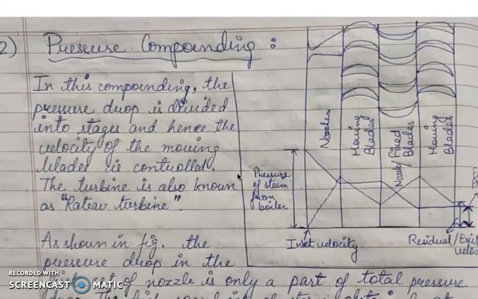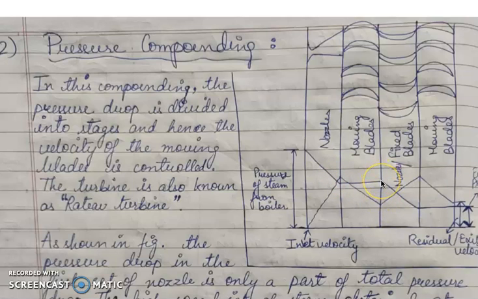Pressure compounding refers to the staging of pressure only. So as we can see, the pressure drop is to be staged, that means pressure is to be dropped in stages. Some of the pressure will be dropped in the first stage, which will be in the nozzles only. Then the pressure will be constant in the moving blades as it is in the impulse turbines. At the expense of this pressure drop, this velocity will increase, and this will be used in the moving blades as it is in the impulse turbine.